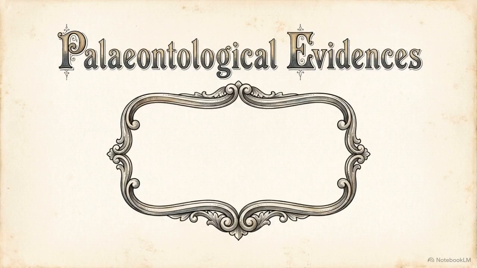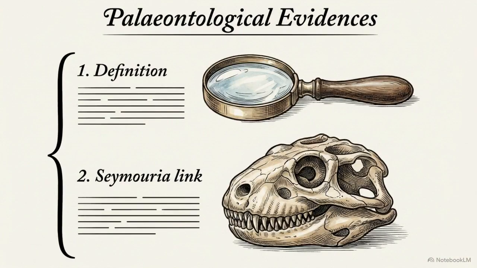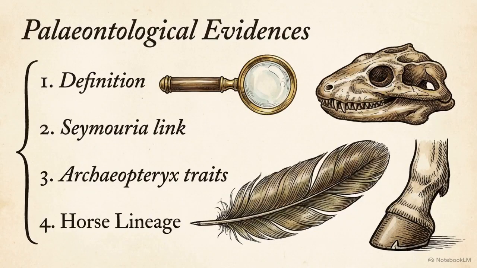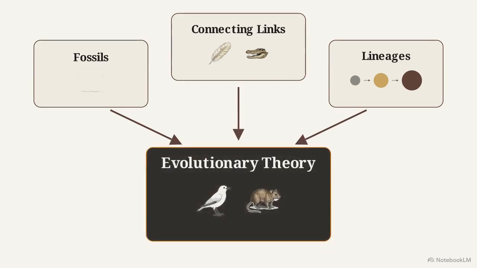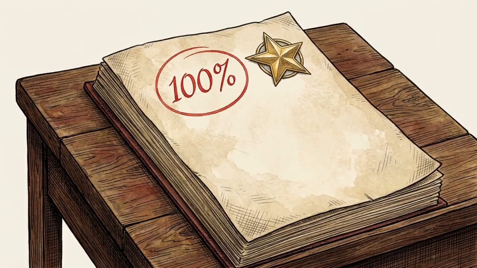Let's lock in your exam strategy. Pause and screenshot this summary. You need to know the definition of paleontology, Seymoria as the amphibian to reptile link, the distinct avian and reptilian traits of Archaeopteryx, and the progressive and retrogressive trends in the evolution of the horse. Mastering these specific, tangible examples proves that the theory of evolution is supported by a rich, observable historical record. Keep these facts straight, and you will secure maximum marks on your exam.